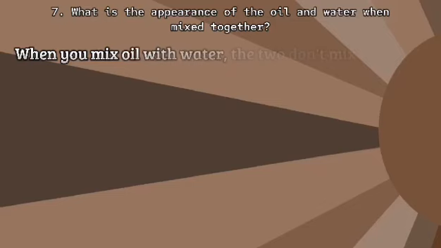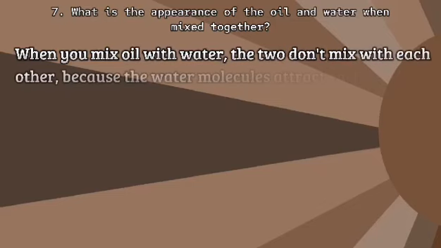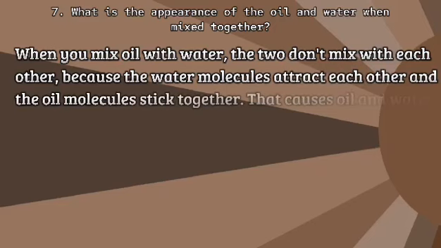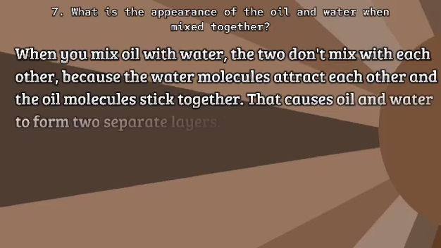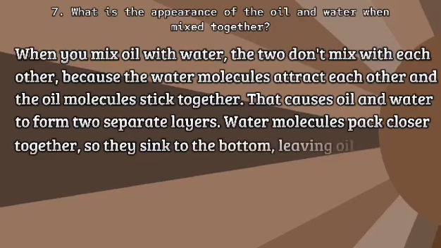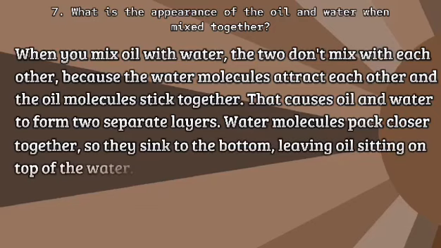What is the appearance of the oil and water when mixed together? When you mix oil with water, the two don't mix with each other because the water molecules attract each other and the oil molecules stick together. That causes oil and water to form two separate layers. Water molecules pack closer together so they sink to the bottom, leaving oil sitting on top of the water.